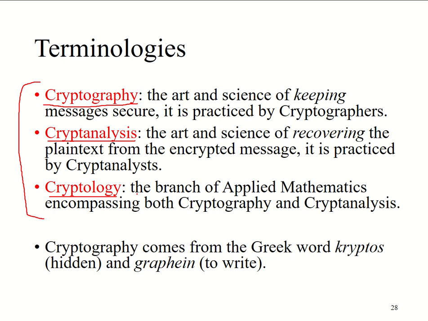This one here. Cryptology is a branch of what? Mathematics, applied mathematics. Okay, encompassing cryptography and cryptanalysis. All right, so it contains both cryptanalysis and cryptography. So it's actually applied mathematics that combines cryptography and cryptanalysis together. It composes both cryptography and cryptanalysis, because they both use mathematics.